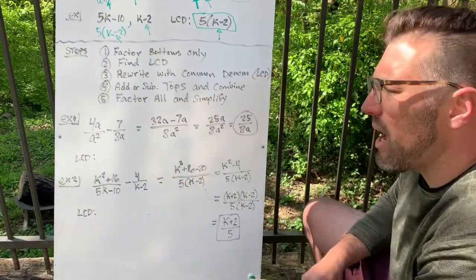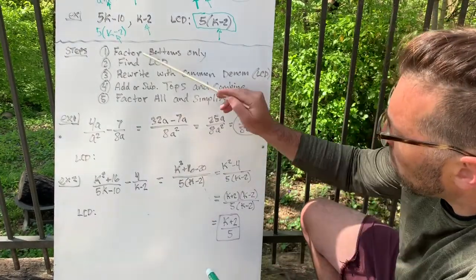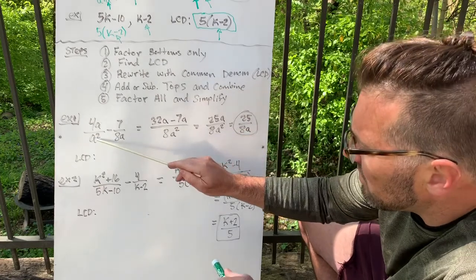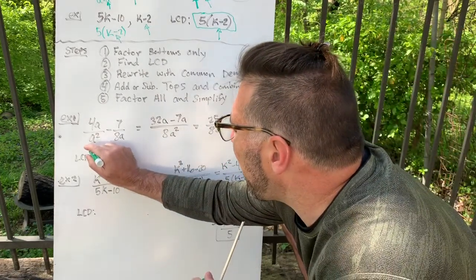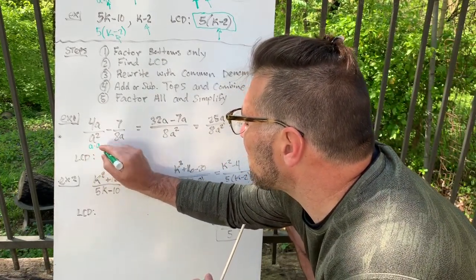Take a look at this example. Now, factor bottoms only. So these are kind of already in factored form. I'm just going to separate this a squared into a times a.